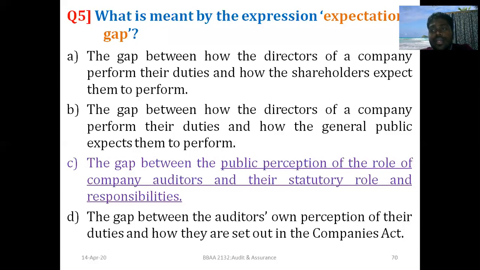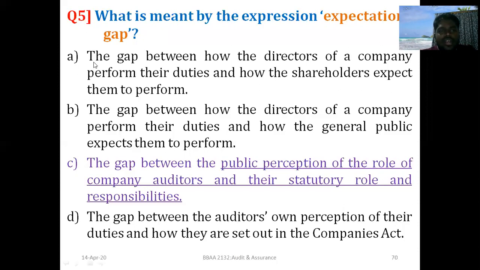So this expectation gap, keep in your mind. Definitely the examiner will confuse you by giving different answers. So you should have a clear idea about the concept. What the concept says, expectation gap says, is the difference or gap between the users' expectation of the audit report and the actual outcome delivered by the auditor under his or her legal responsibilities.